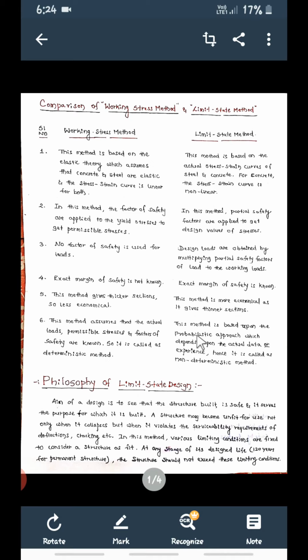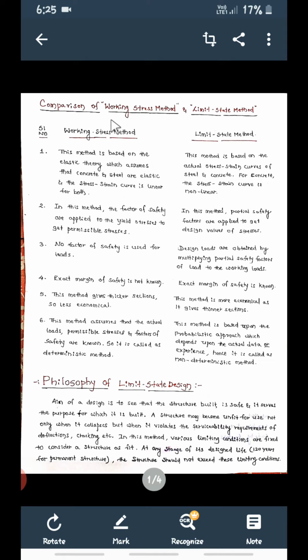What about this limit state method? This method is based upon the probabilistic approach, which is not known in advance and depends upon the actual data and experience, hence it is called a non-deterministic method. So the working stress method is a deterministic method and the limit state method is a non-deterministic method. These are the major differences between the working stress method and the limit state method. This is an important point you have to remember.